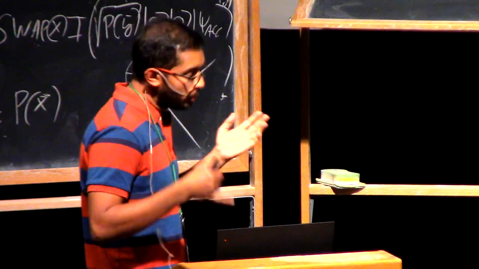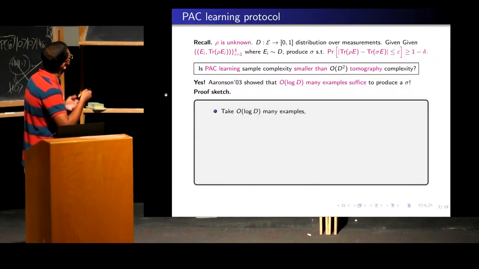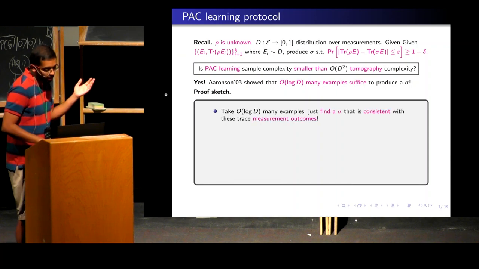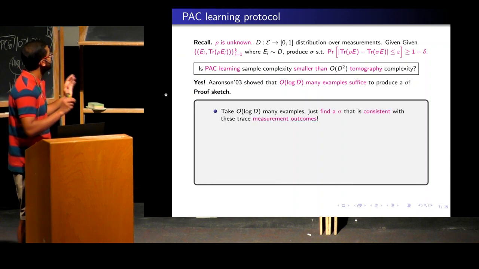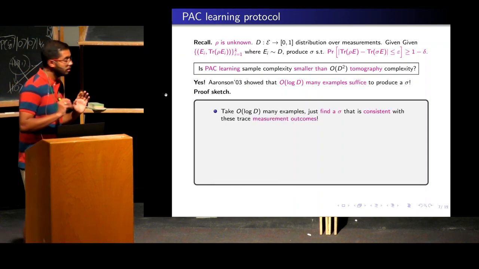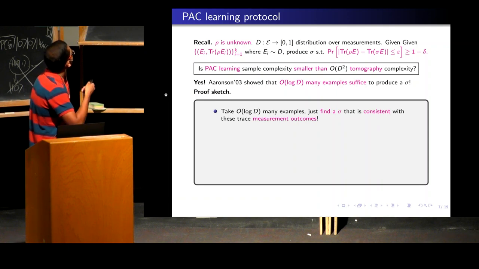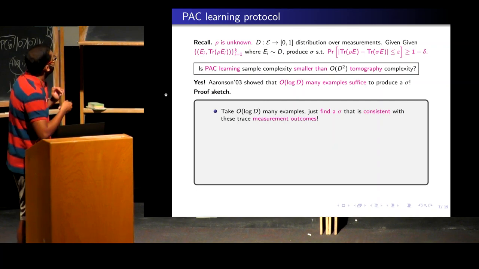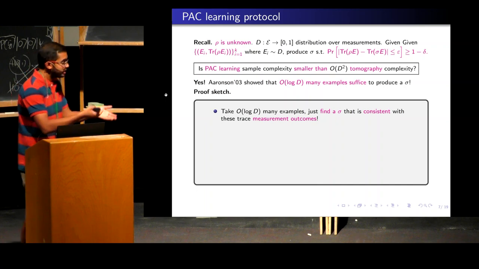Good, so what does Scott do? He just takes log D many examples of the form Ei comma trace of rho times Ei, and he just finds a state sigma that is consistent with all trace measurement outcomes. That's it. So he just picks K to be log D, so he takes E1 up to E log D, trace of rho E1 up to trace of rho E log D. He takes these many labeled examples, and he has these things explicitly in his hand.